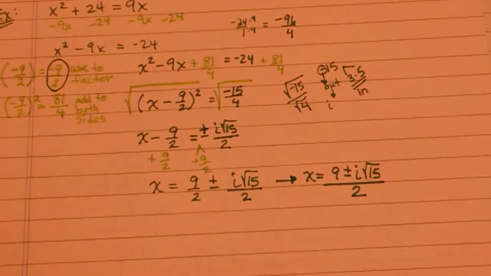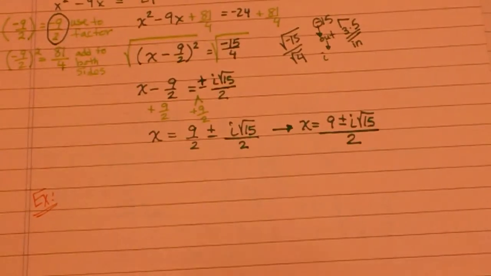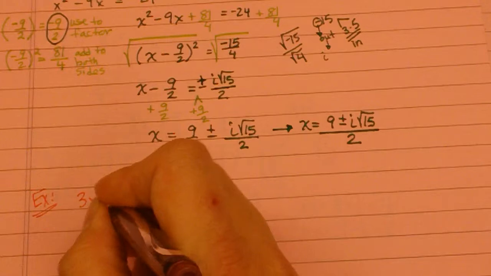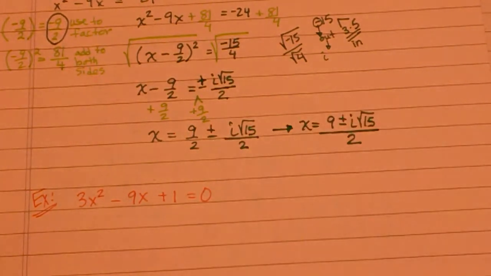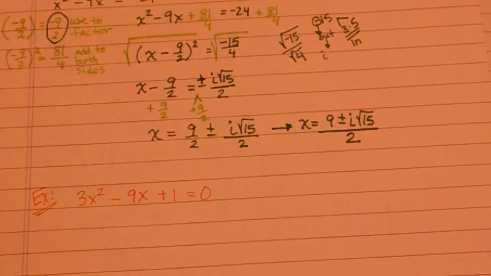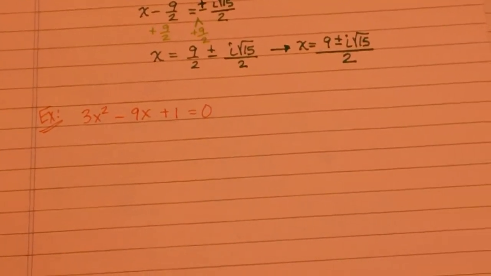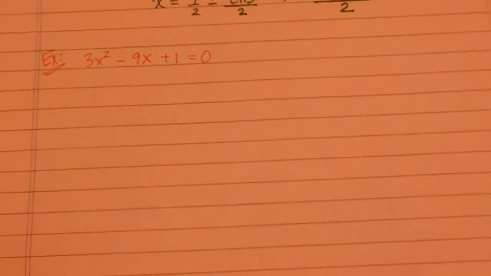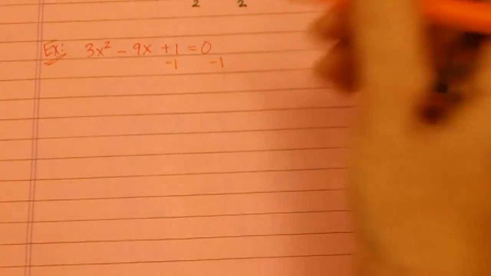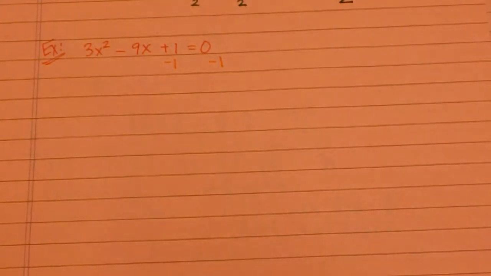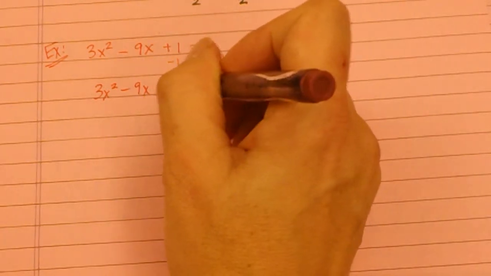Okay, we are on to our last example for today. Three x squared minus 9x plus 1 equals 0. We'll start out the way that we've been starting out, and that is by making sure that all of our x terms are on one side and all of our constant terms are on the other. So we're going to want to subtract 1 from both sides. And that gives us 3x squared minus 9x equals negative 1.